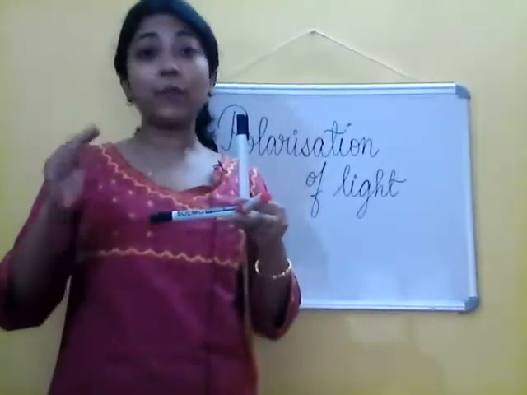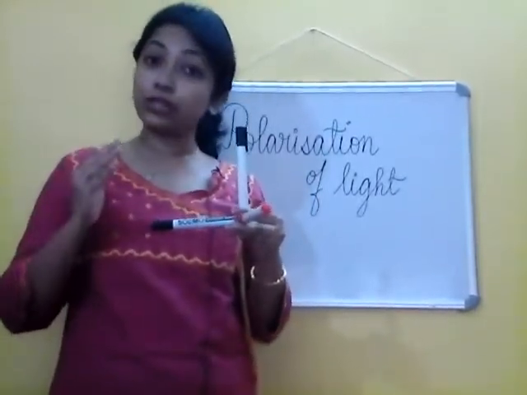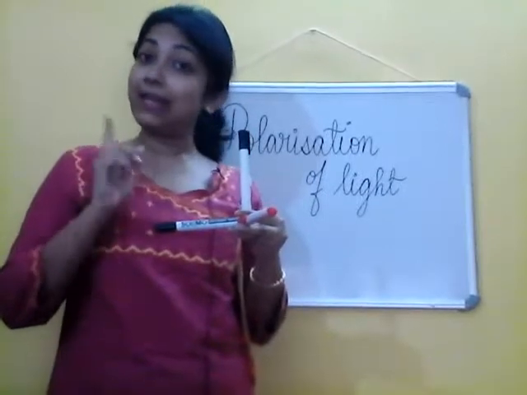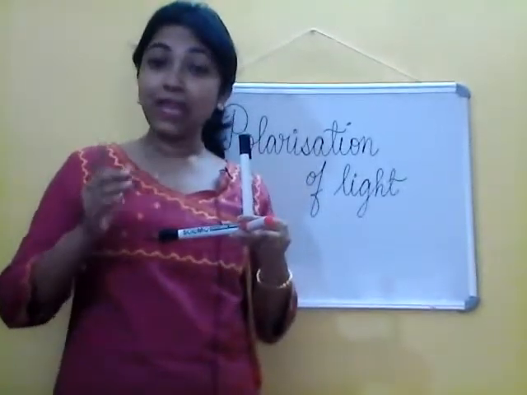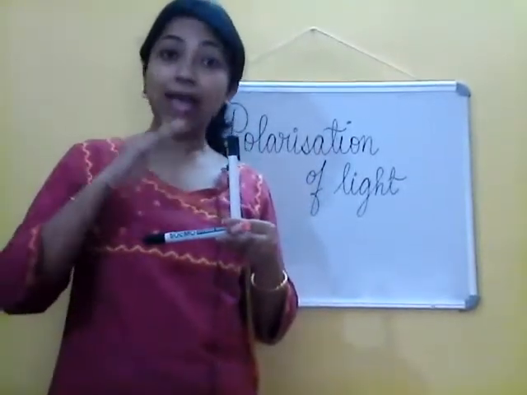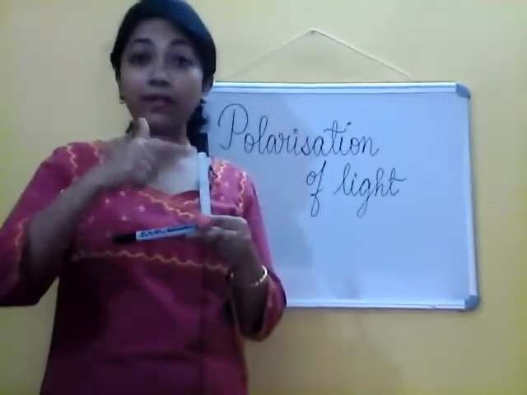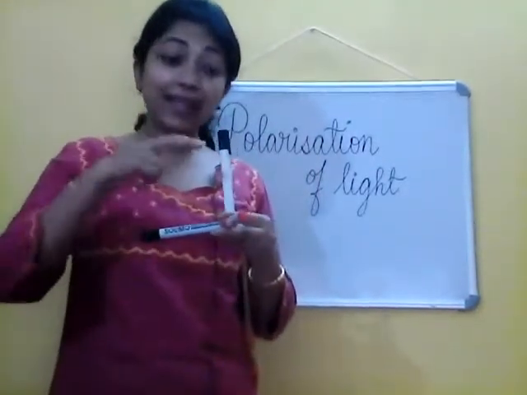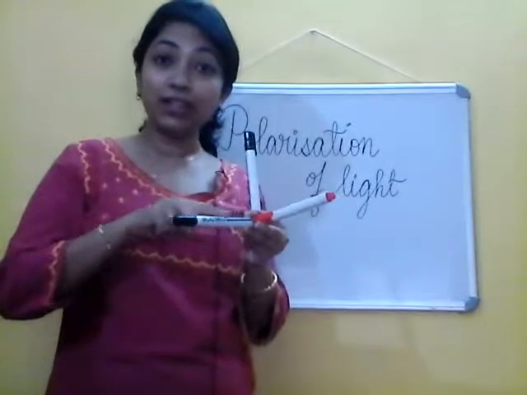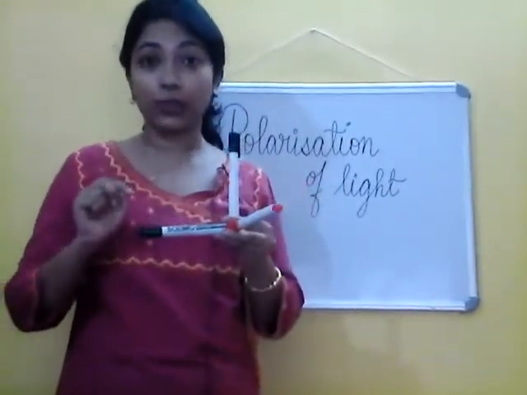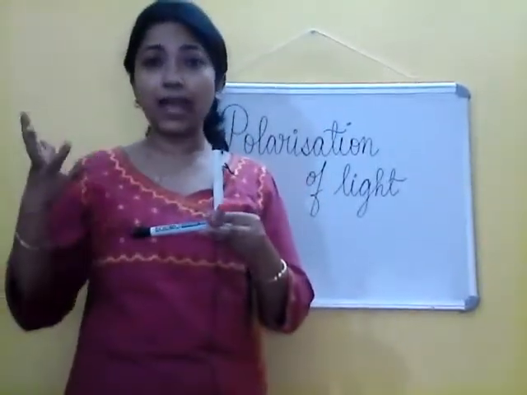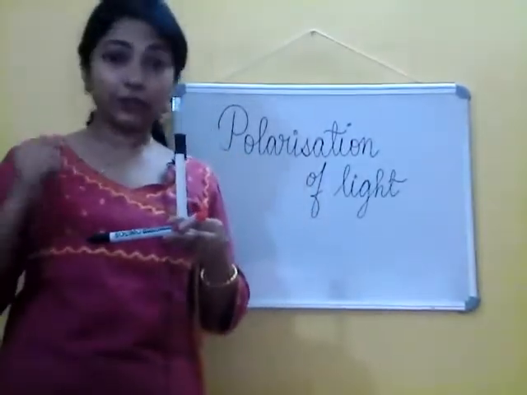So every electromagnetic wave is associated with two fields. Remember, the electric field and the magnetic field. And these components of electric and magnetic field are perpendicular to each other, and they are again mutually perpendicular to the direction of propagation. So this is how you can visualize the light wave or any electromagnetic wave.